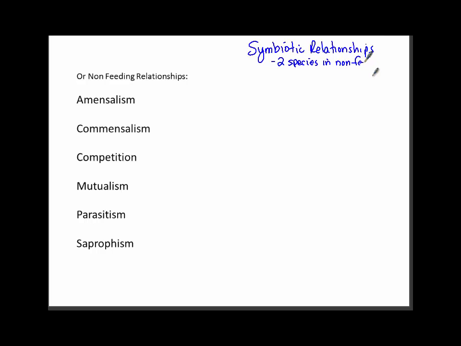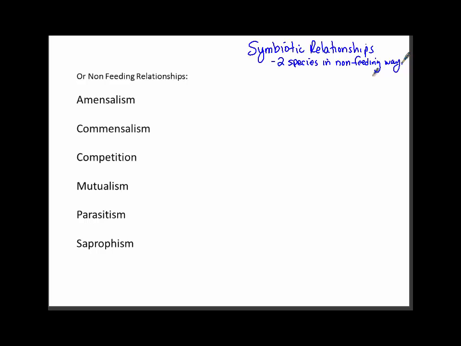Alright, and there's 6 forms. And we're going to go through these real quick. I'm not going to really define them, but we're going to go through them real quick in a way that I think is brief but understandable. So let's start off here with amensalism.